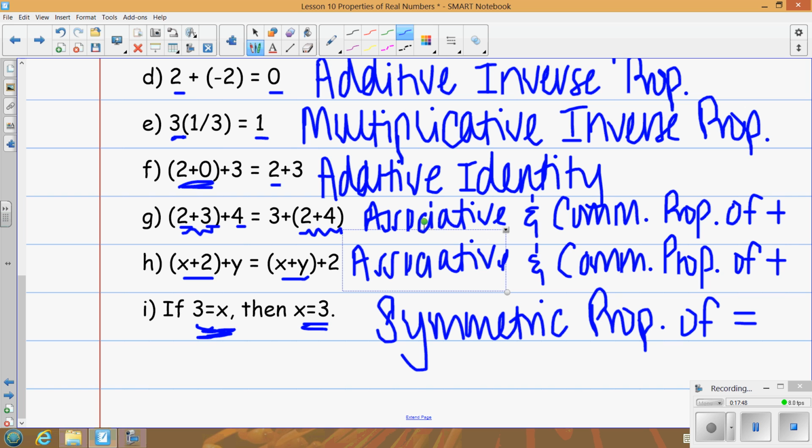Okay, so that's it for those properties. The next thing we're going to look at is how to actually simplify some algebraic expressions, and we'll be using all of these properties to do that.